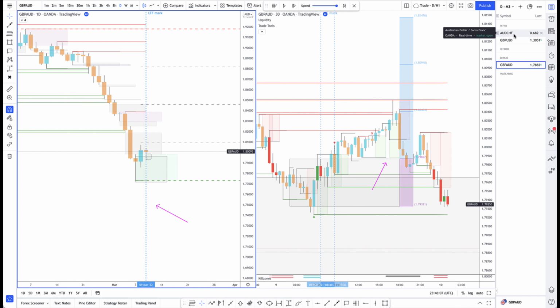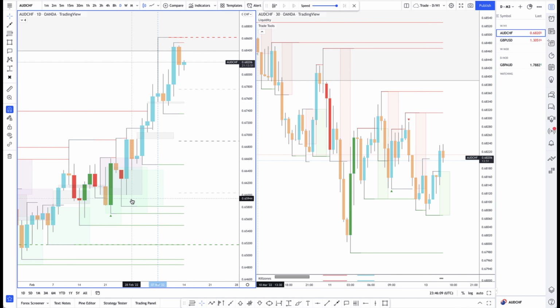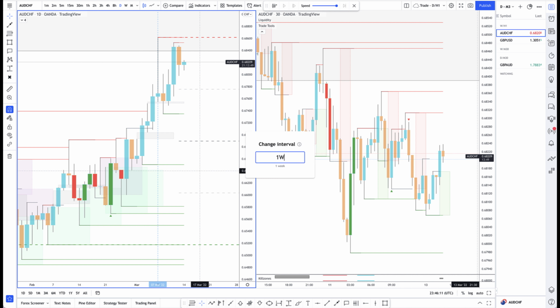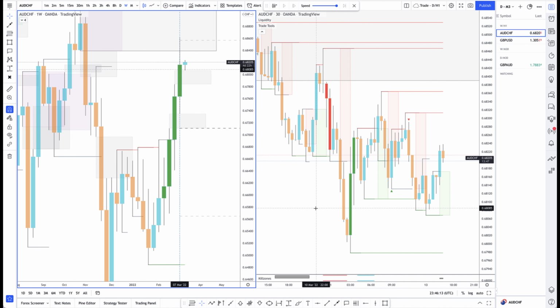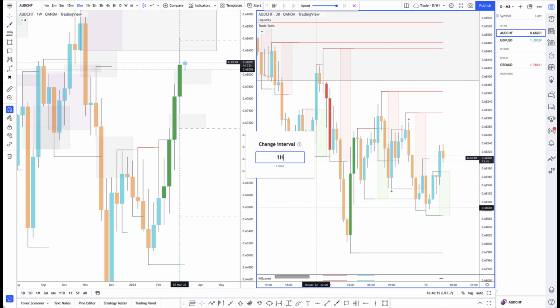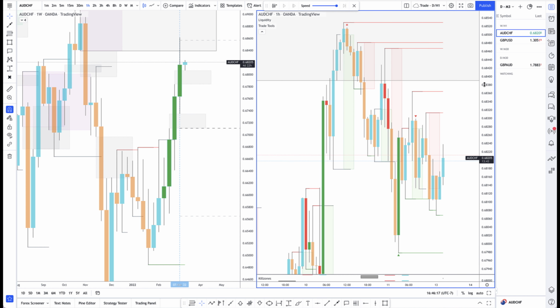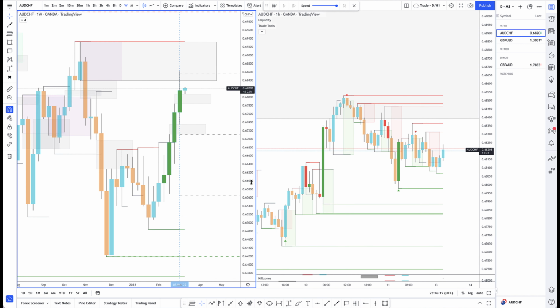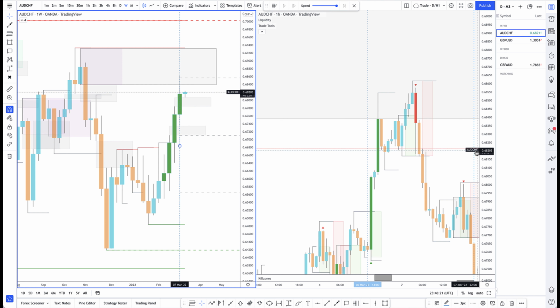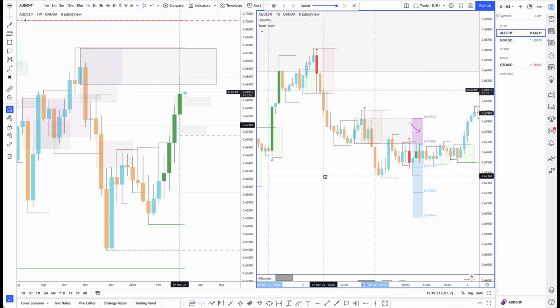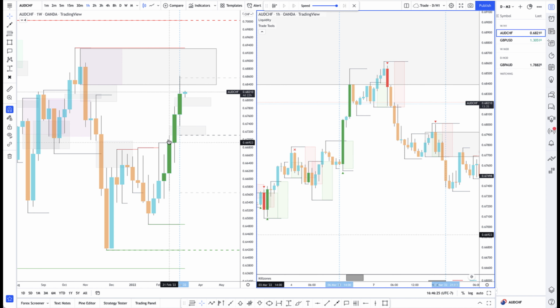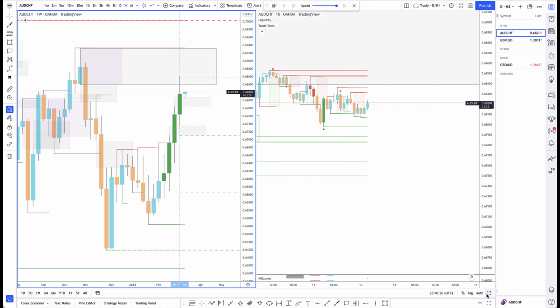The next trade I want to show you is on AUD CHF. This was on 1 week as a higher time frame and 1 hour as a lower time frame. Let me find the trade. Give me a second. Yep. So my plan was that, let me show the higher time frame first.